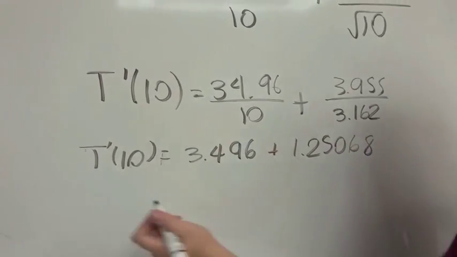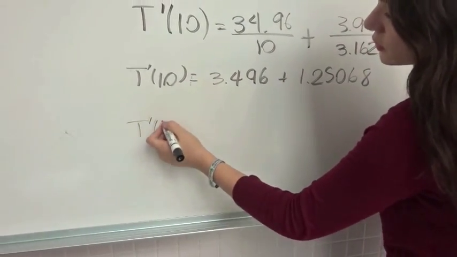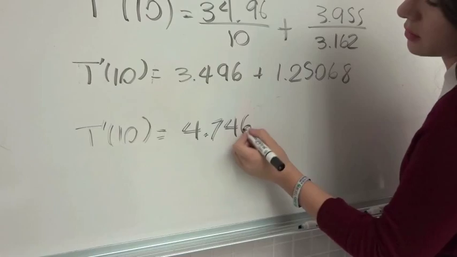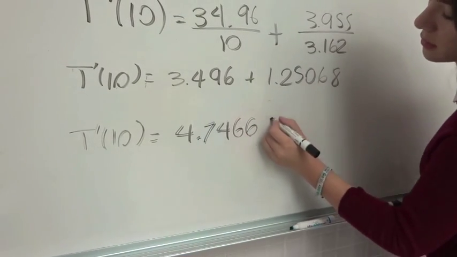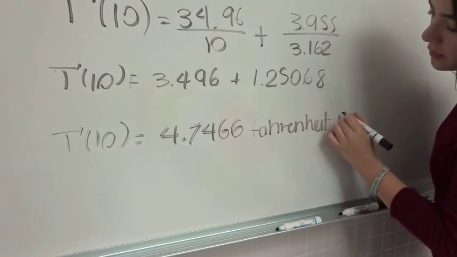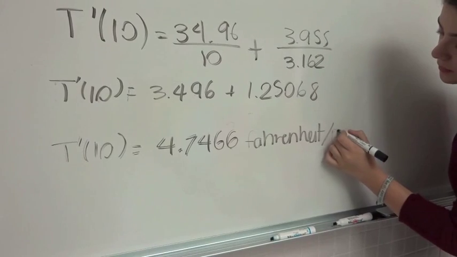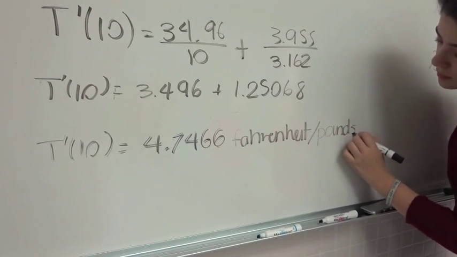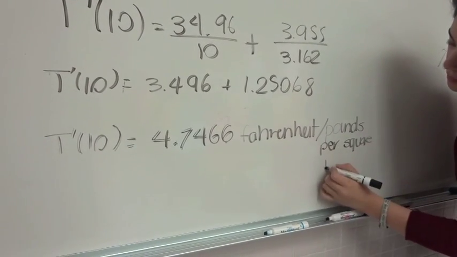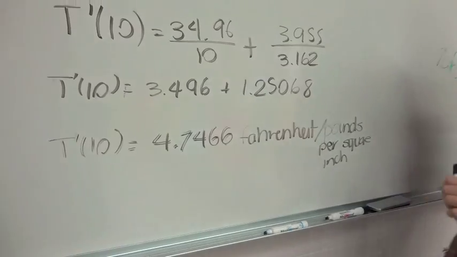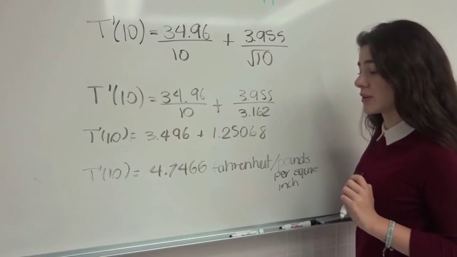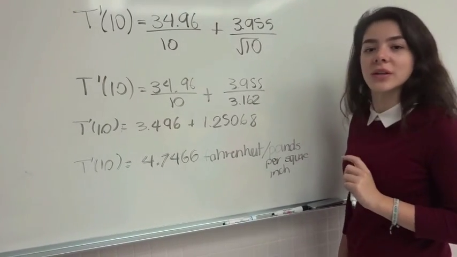So now we add, and our answer would be right here. So now we know that when our pressure is 10, our rate of change of temperature would be 4.7466 Fahrenheit per pounds per square inch.